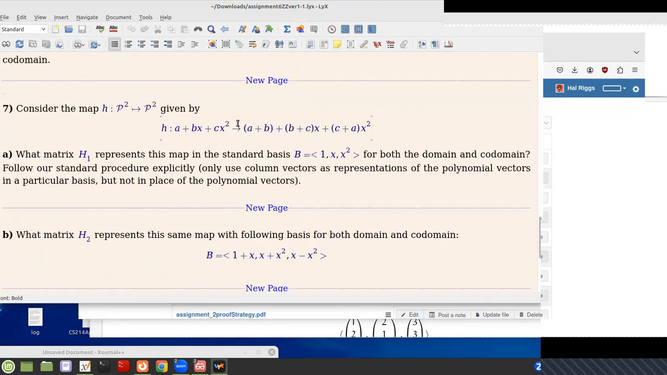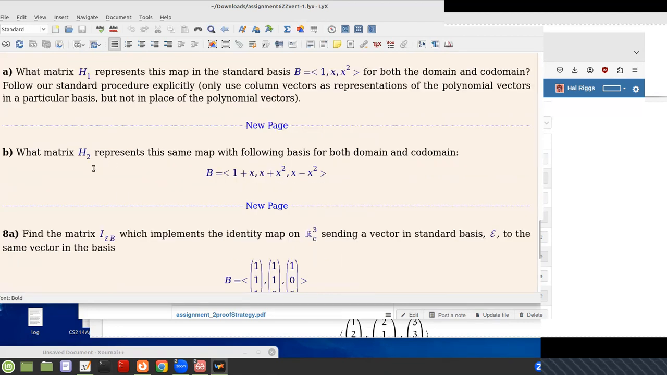So 6 is a little bit more involved. 7, again, here's another map from P2 to P2, but I'm giving the explicit formula and it says: what matrix H1 represents this map on the standard basis? Follow the standard procedure using only column vectors as representations of a particular basis, not in place of the polynomial vectors. So for example, when I find the images of the basis vectors with this map, polynomial to polynomial, then go in the codomain and find the representations of the matrix.